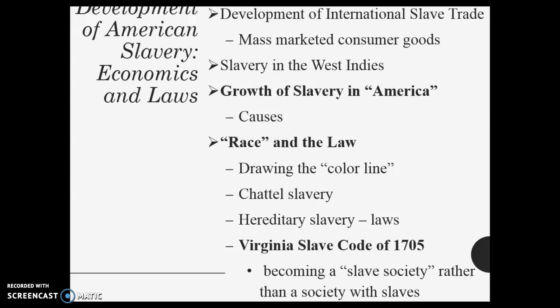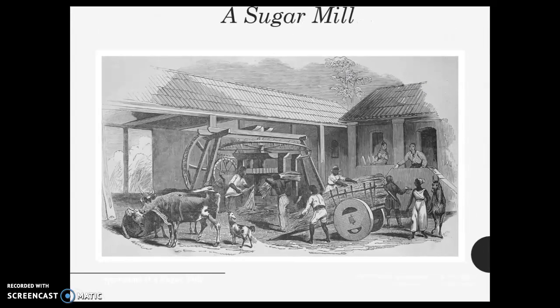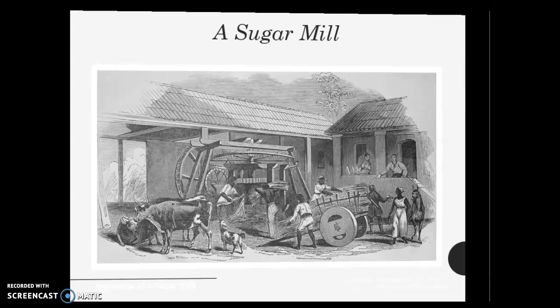But that is the clear sign that they've become a slave society rather than a society with slaves, right? Rather than just having a few. There's so many of them, they need specific laws to make sure whites were in a better position in front of the law than Africans and African Americans. And here's another depiction of a sugar mill.